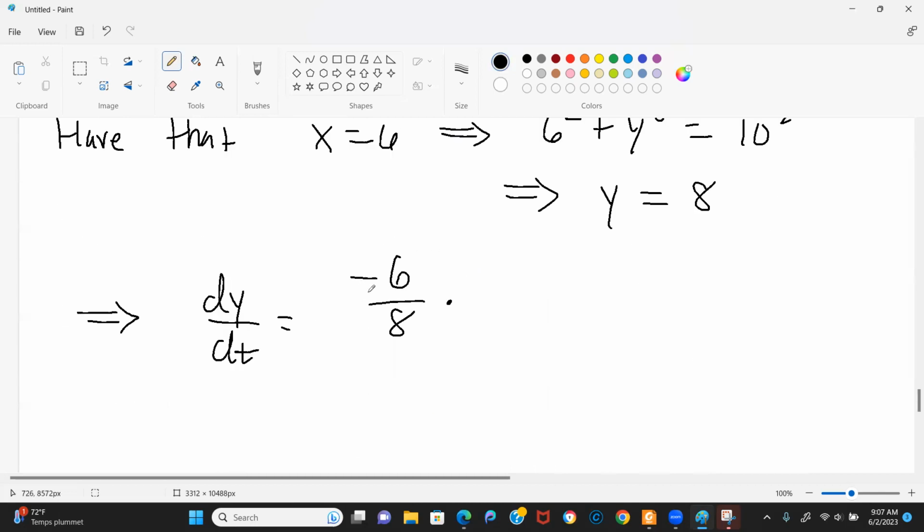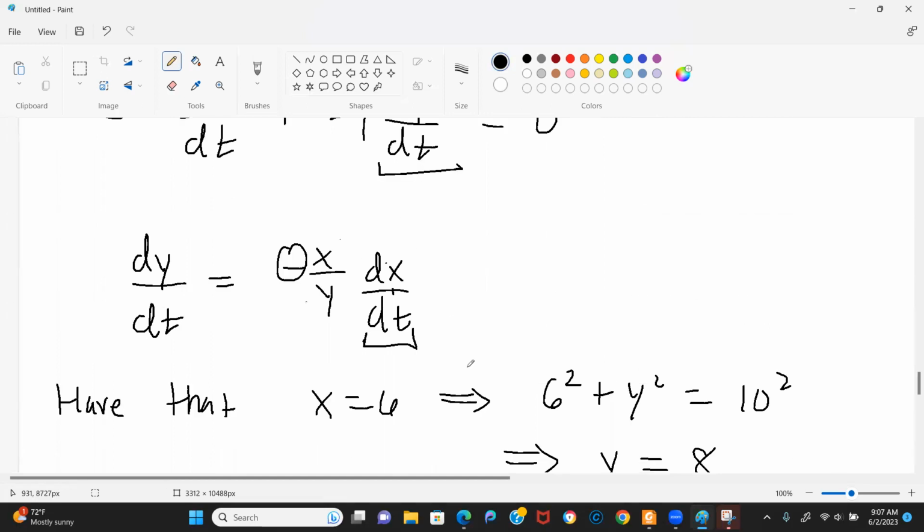So we get -6/8 times, so this is 6 feet over 8 feet times 4 feet per second. And when you simplify that, you're going to get -3 feet per second. So this is good. We got a negative number. This is a good sign that we have the right number, assuming we didn't screw up some calculation somewhere.